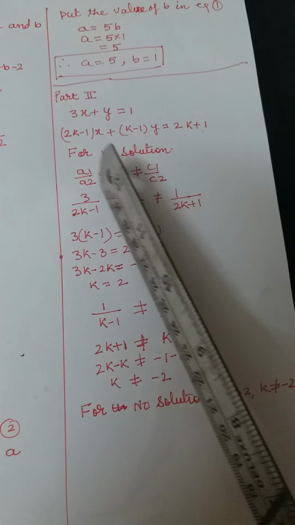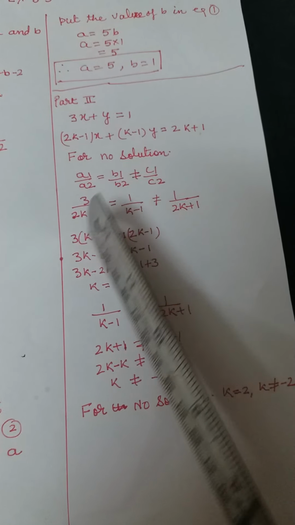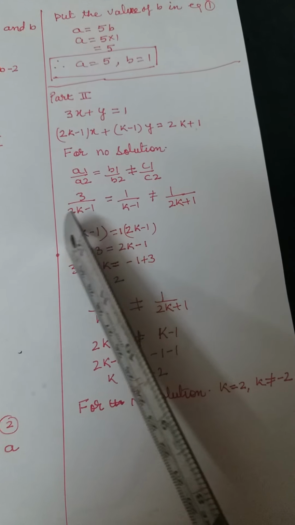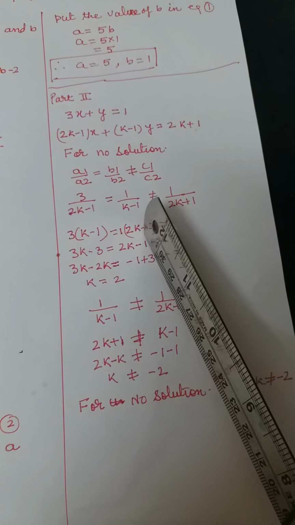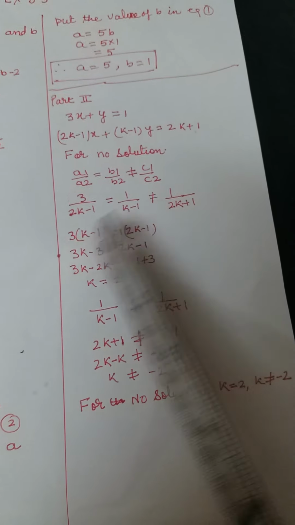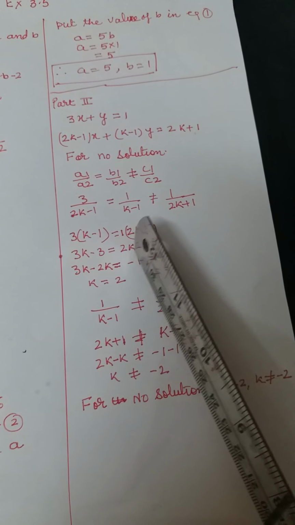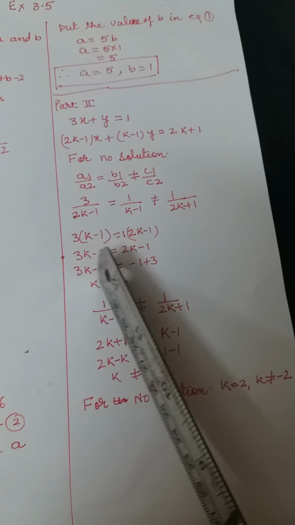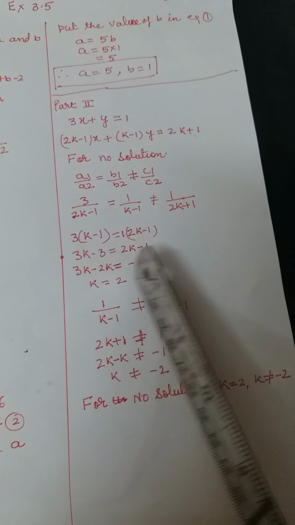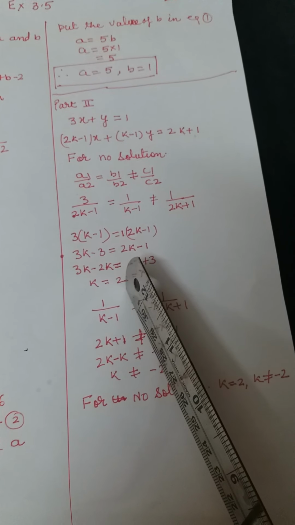Now first we will compare a1 upon a2 to b1 upon b2. When you cross multiply, it will be 3 multiplied by (k minus 1) and 1 multiplied by (2k minus 1). Then open the bracket, it will be 3k minus 3 equal to 2k minus 1. Then 3k, bring this 2k to the left hand side and 3 to the right hand side. Then k will be equal to 1.